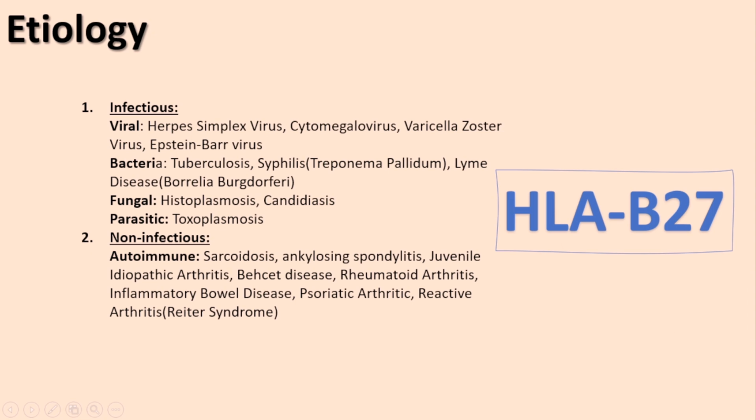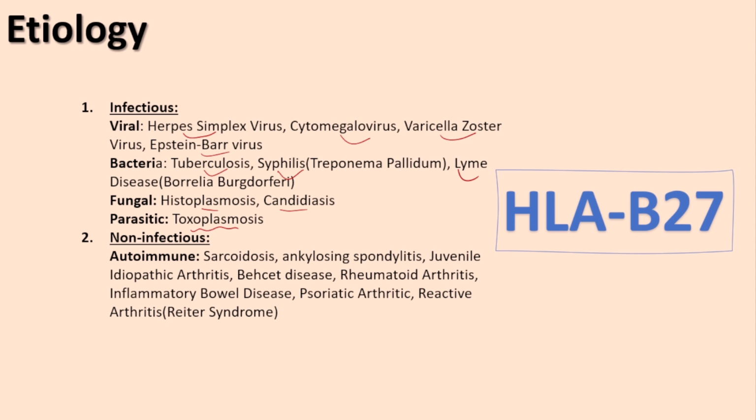Now let's talk about the etiology of uveitis. We can subdivide this into two main groups. We can have infectious causes. For example, among the viral causes, we have herpes simplex virus, cytomegalovirus, varicella zoster virus, and Epstein-Barr virus. We can have bacterial causes like tuberculosis, syphilis caused by Treponema pallidum, and Lyme disease caused by Borrelia burgdorferi. We can have fungal causes, for example, histoplasmosis and Candida albicans, and we can also have parasitic causes. Toxoplasmosis is another cause of uveitis.